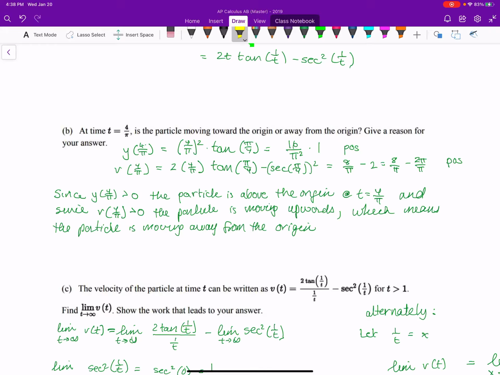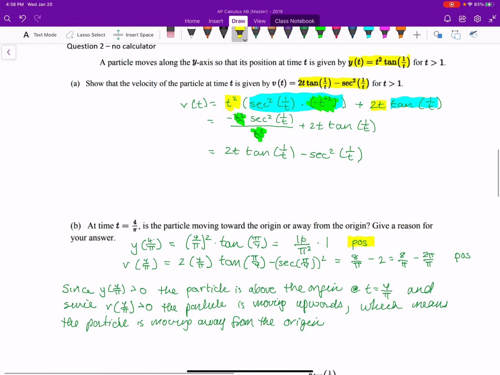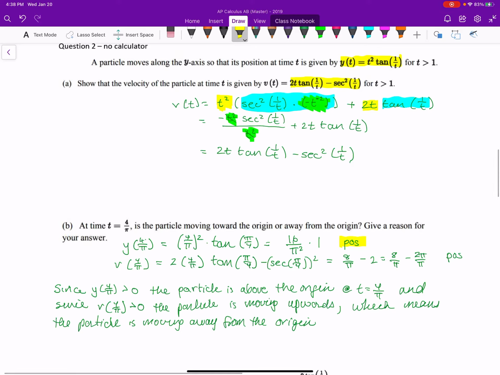That's the key. So you don't have to simplify all the way. I just end up with whether it's positive. When I substituted y of 4 over pi into the original position function up there at the top, this is what I ended up getting. I know tangent of pi over 4, because 1 over t is the reciprocal of 4 over pi. So it becomes tangent of pi over 4, which is 1. And the square of 4 over pi is 16 over pi squared. So the key is that it's a positive value.